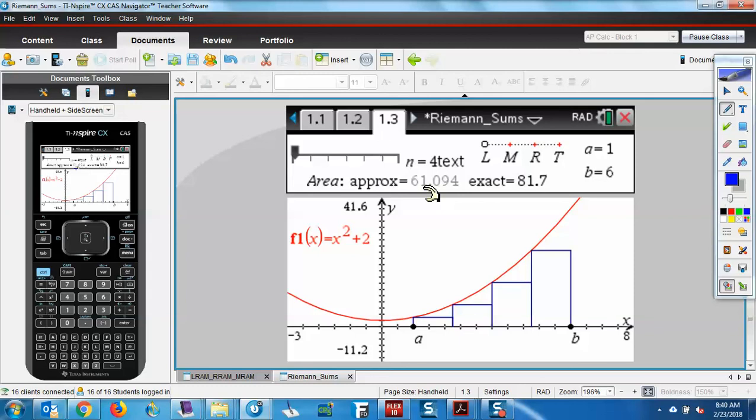Go to, you can go back to your home screen. You can go to My Documents. Go back to the home screen, go to My Documents under the AP Calc Block 1. And it's called Riemann sums. Riemann is actually a guy's name, George Bernard Riemann, German name, I think.